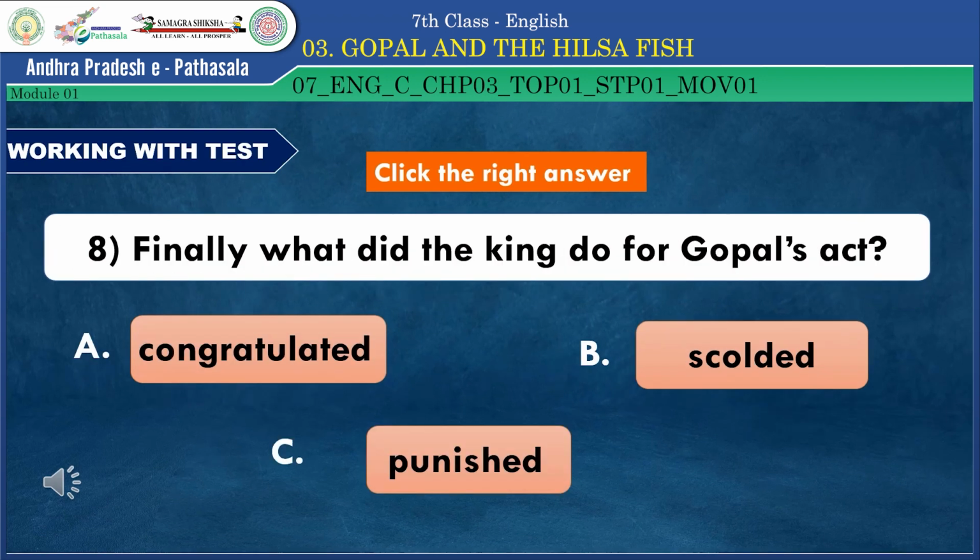Question number 8. Finally, what did the king do for Gopal's act? Option A, congratulated. Option B, scolded. Option C, punished. Click the right answer. If you are wrong, try again. Good job. Next, a puzzle is waiting for you.